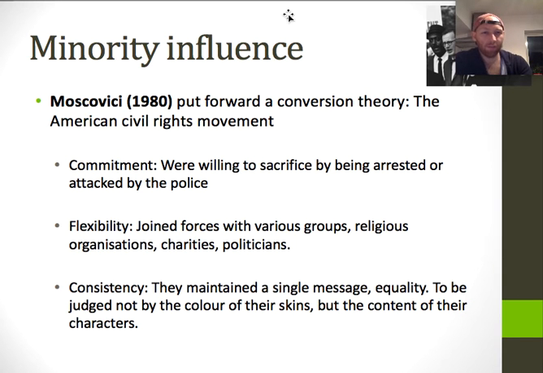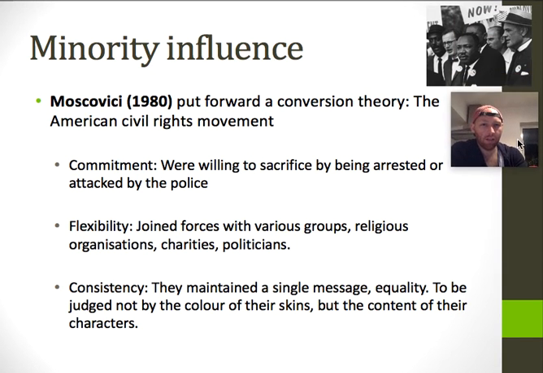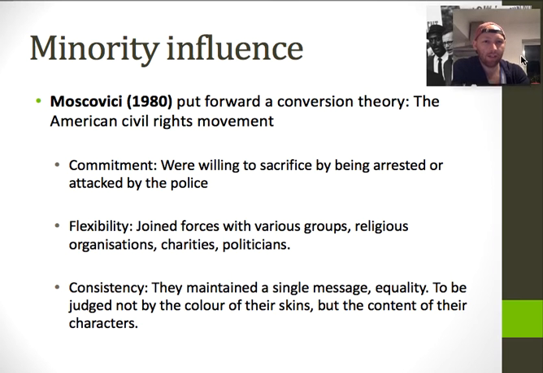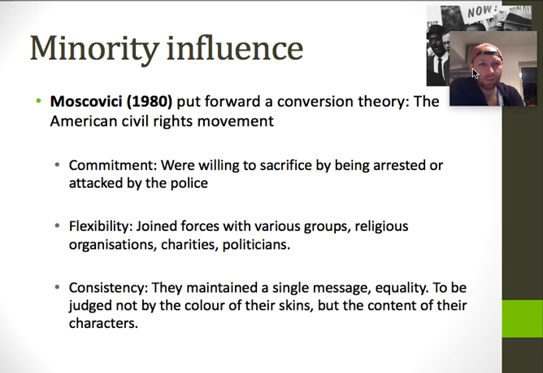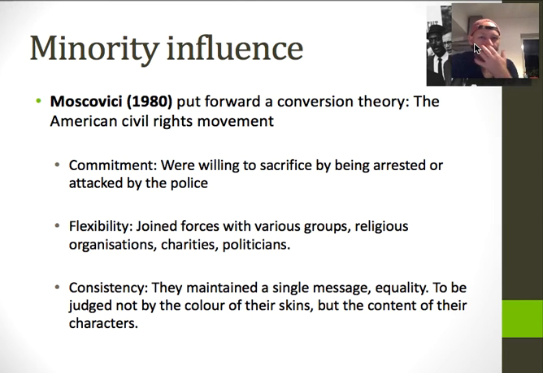Let's recap minority influence. So we've got Martin Luther King back there. If you remember what Moscovici said, he said there were 3 things that you need to do. 1, show commitment. 2, flexibility. 3, consistency. Now we can see this using the civil rights movement as an example.